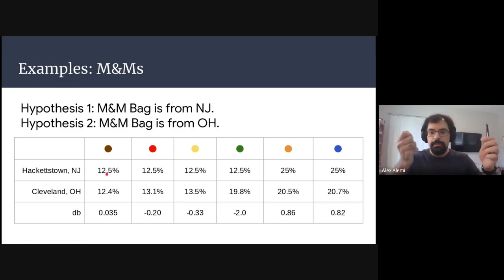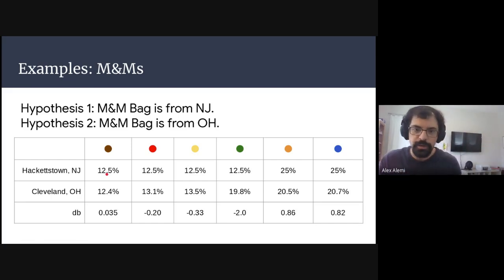I could open a bag of M&Ms, go through them one by one, and move my belief-o-meter to see where I end up. That would tell me how much I should move my prior belief that the bag came from either New Jersey or Ohio. I think this raises an interesting question: how likely am I to be able to tell whether my bag of M&Ms came from New Jersey or Ohio?